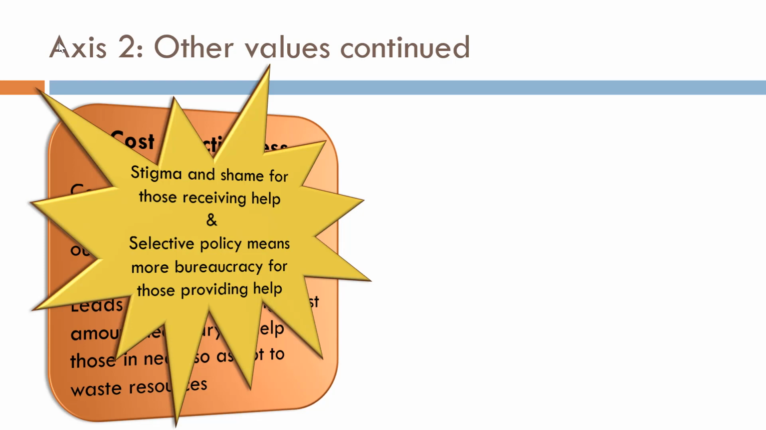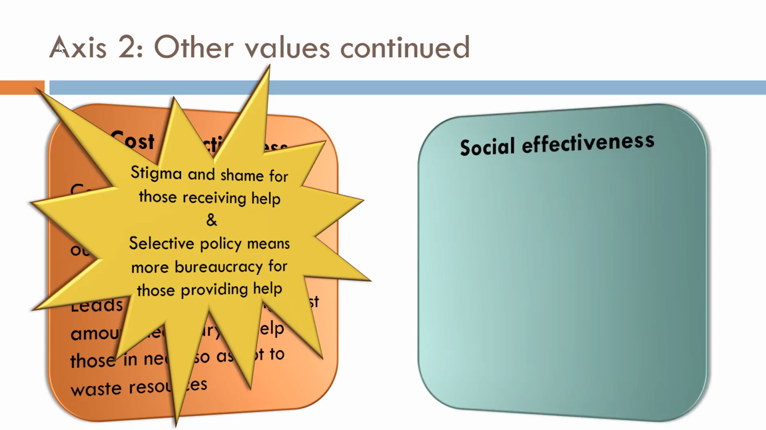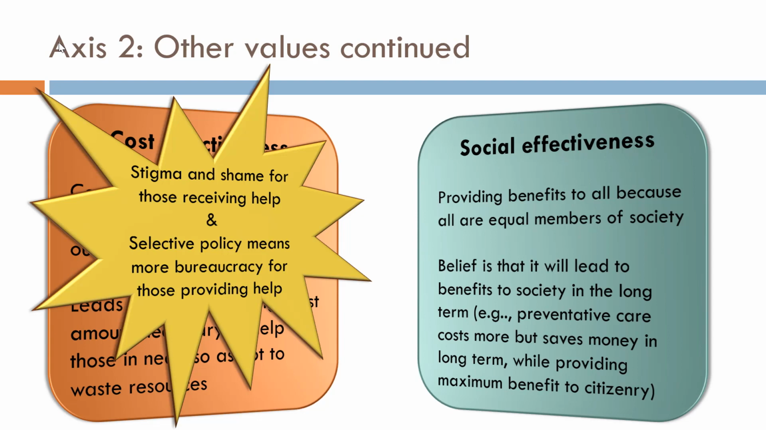And it's a process that can be very shaming to people, versus valuing social effectiveness over cost effectiveness, which is the idea of just providing benefits to everyone because everyone is an equal member of society. So this is based on the value that providing benefits to everyone will lead to benefits to society in the long term. For example, investing in preventative care costs more now in the immediate, but it saves money in the long term while also providing the maximum benefit to everyone in the public.